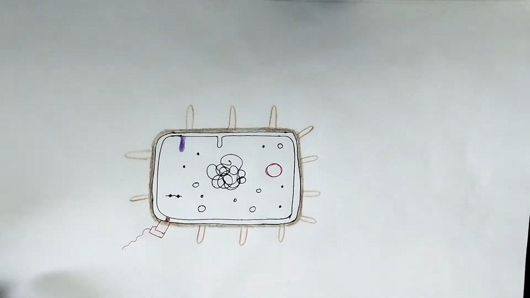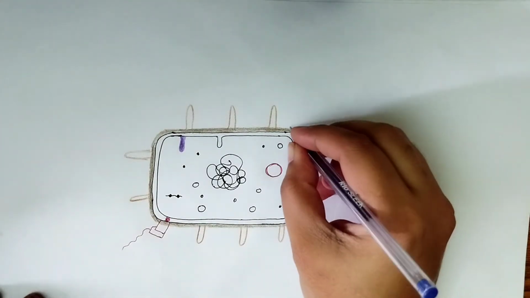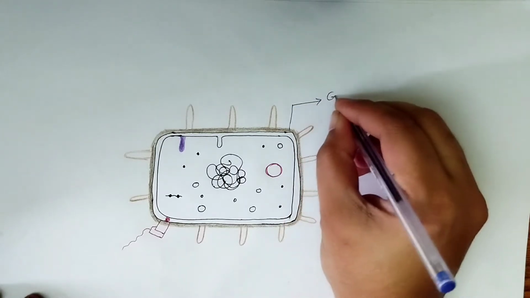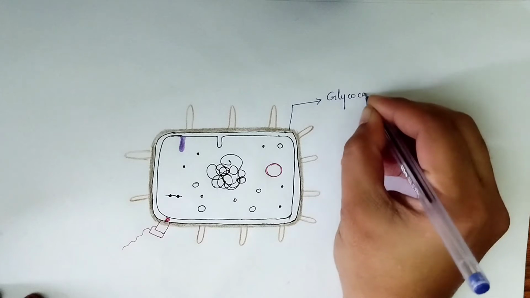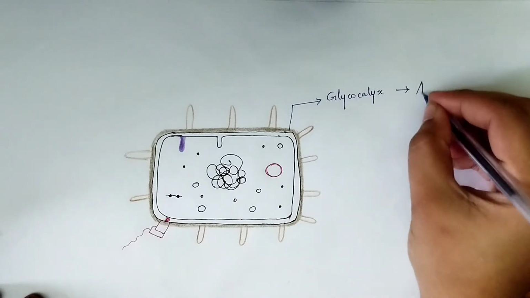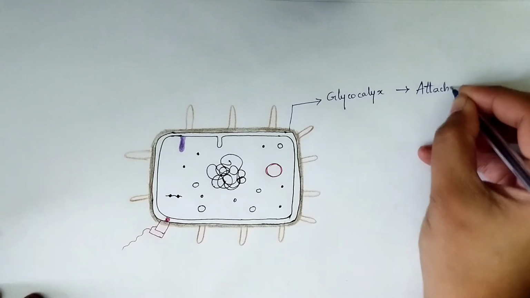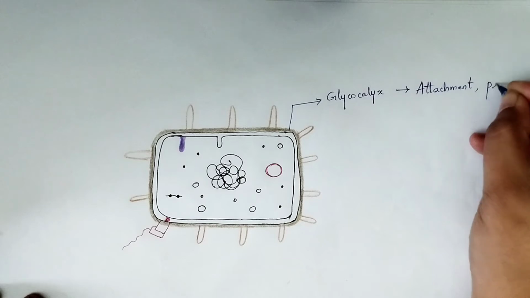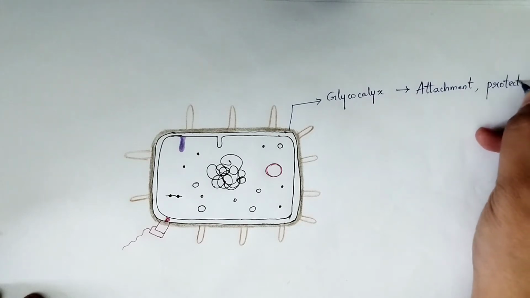So let us study in detail about the structure of bacteria. The outermost layer, which is in brown color, which I have drawn here, is nothing but glycocalyx, which is the attachment. The main function for the glycocalyx is attachment, or we can say also for protection.